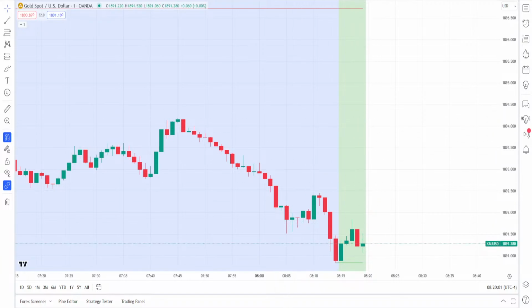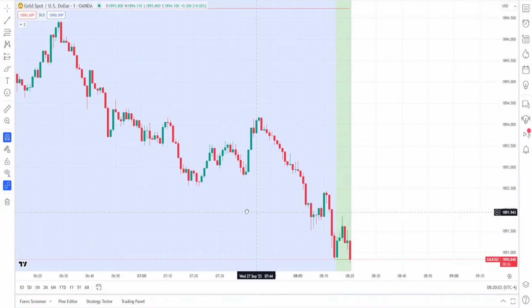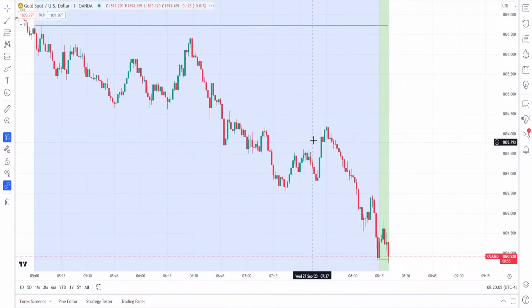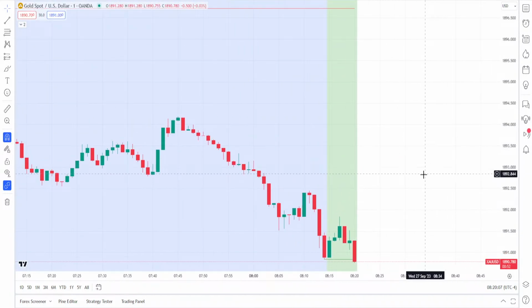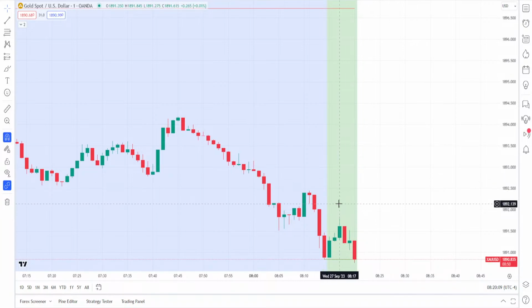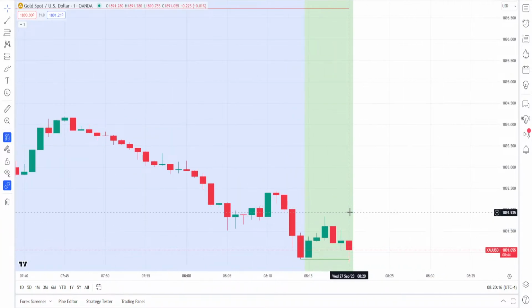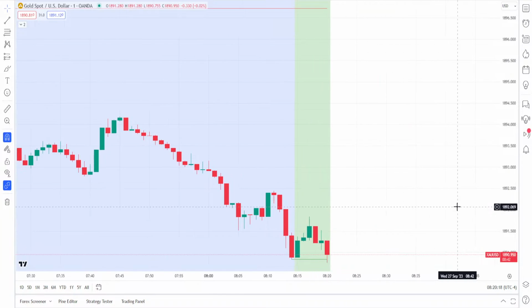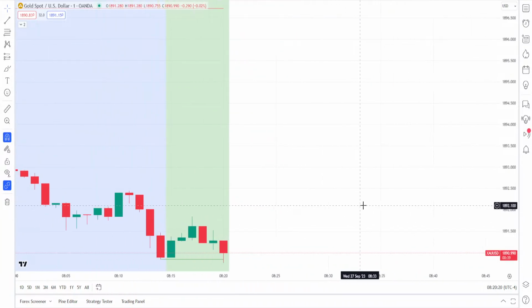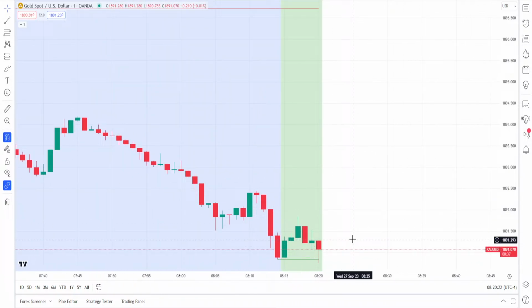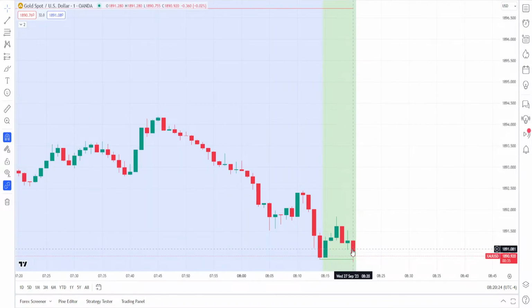Alright, so what I've created was I've got my coder to create something that gives us a bias. It draws a background color of the kind of bias we're looking for, which is bullish in this case, but we don't have to follow the bias. What we want is just for price to break below a certain area and then create a bullish engulfing.